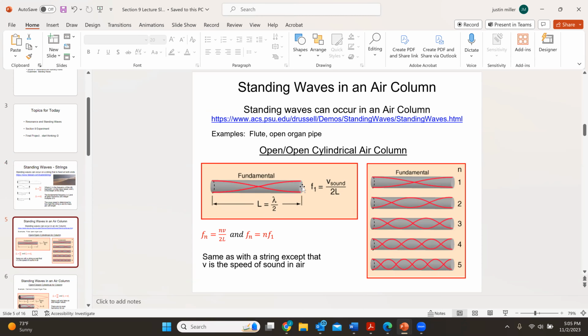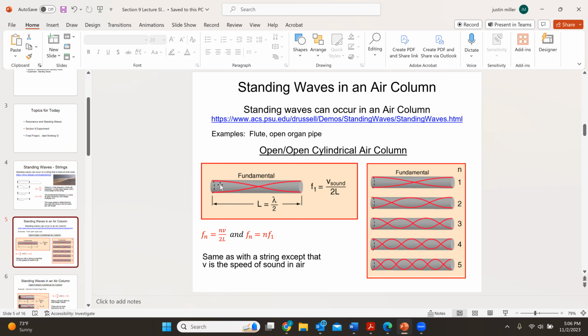Those two different systems have two different boundary conditions. What happens at the ends? At an open end, we must have what's known as an antinode. Antinodes are locations where we'll have the maximum displacement of the air molecules.